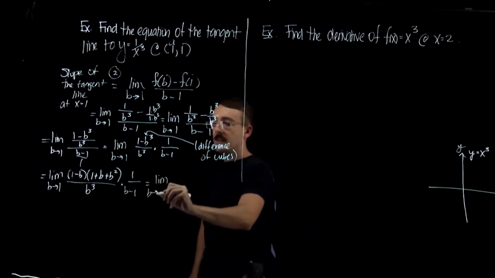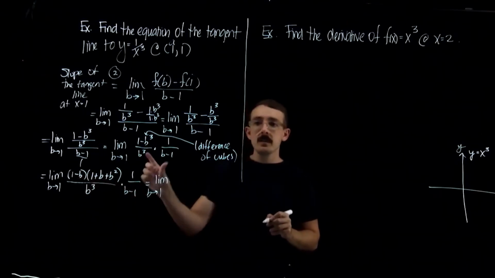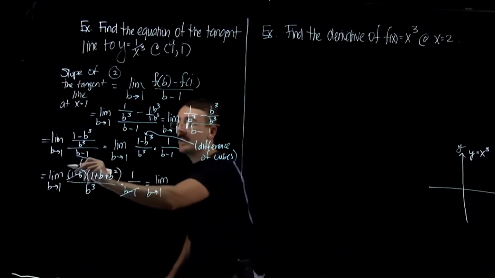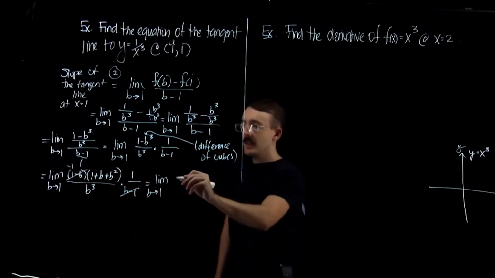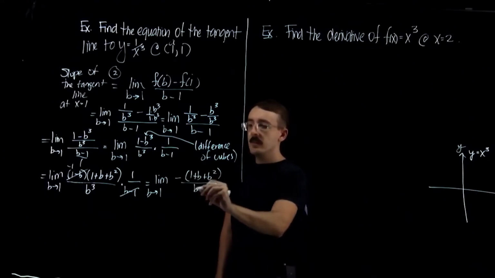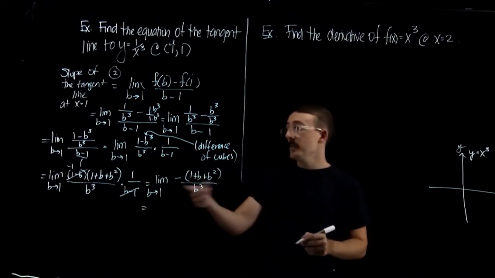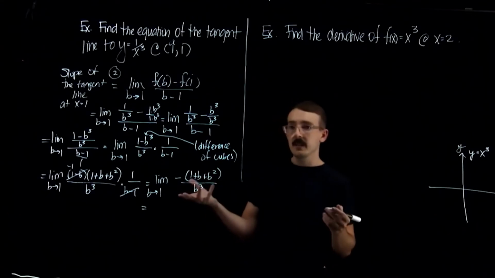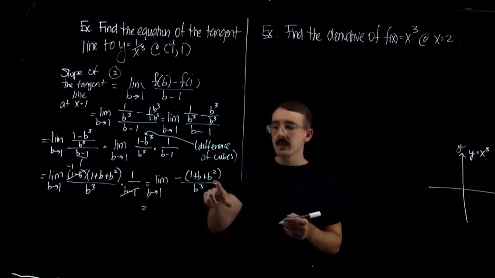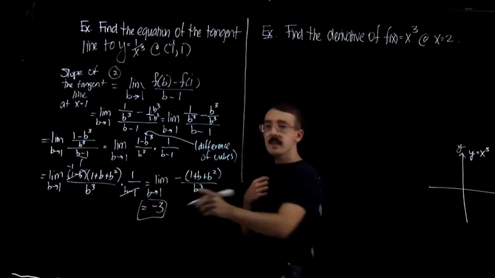So this is the limit as b goes to 1 of. Well, I have a 1 minus b and a b minus 1, so they're just opposite of each other. So if I cancel these out, I'm left with a negative 1. So I'm going to get negative 1 plus b plus b squared all over b cubed. At this stage, I can drop the limit, and now I can just plug in 1, because I'm not going to get anything that goes undefined here. So I will get 1 plus 1 plus 1 is 3 over 1. So this is going to be negative 3. So this is my slope.